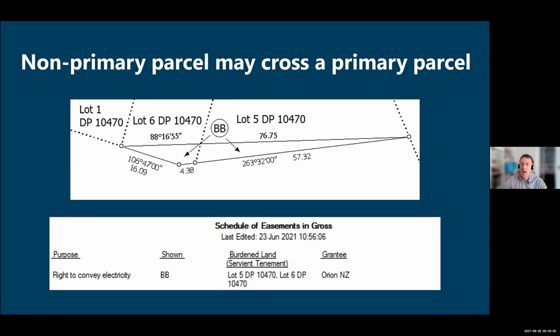Where the non-primary parcel crosses a primary parcel, the schedule of easements must show all the appellations of the burdened land. The Landonline automatic easement schedule now allows more than one appellation to be added, and it's also the recommended way to record this information. And you can see there in that easement schedule that I've managed to put lots 5 and 6 DP 10470, list them as the burdened land.